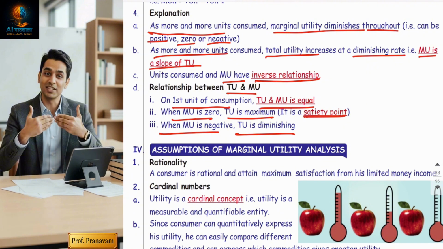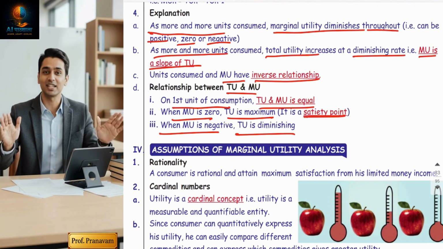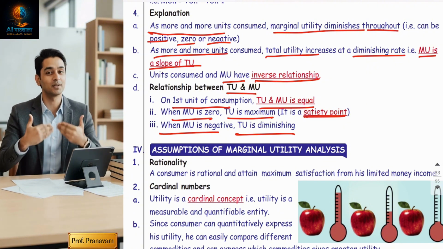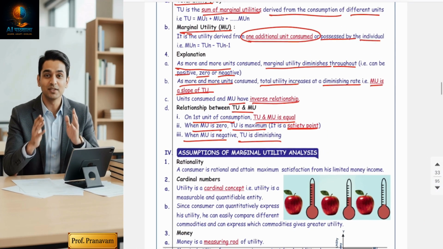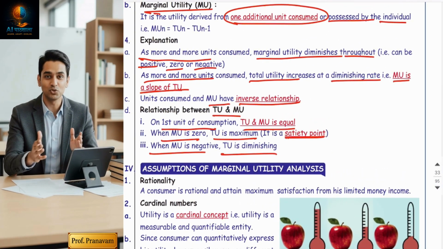Now, this was the law, right? These 3 to 4 points you have to understand, what a basic idea Alfred Marshall has given about the satisfaction level. It's a very universal funda, right?